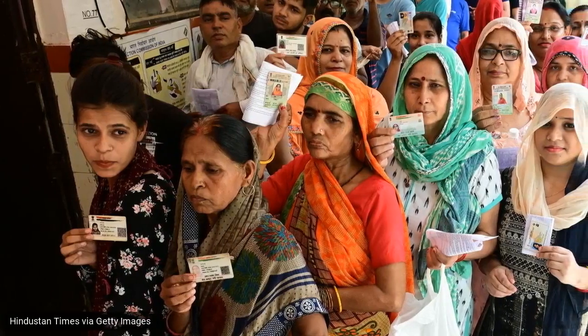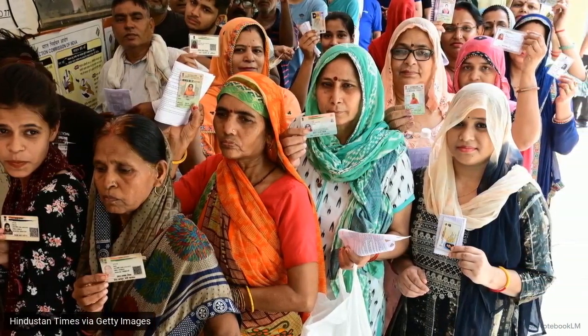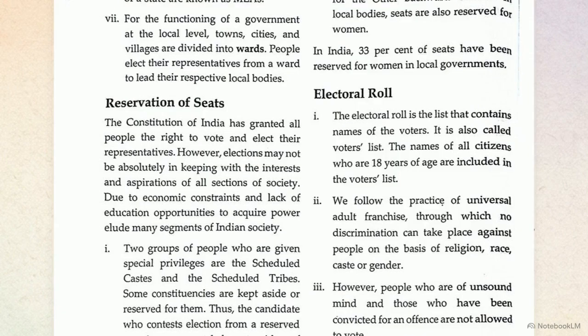Now let's look at the electorate. The entire system rests on the principle of universal adult franchise. This means every adult citizen has the right to vote, without any discrimination based on religion, race, caste, or gender. This text block from the official rules defines exactly how that principle is tracked.